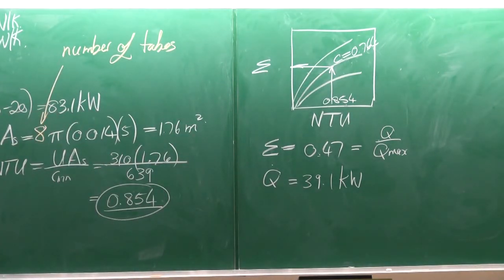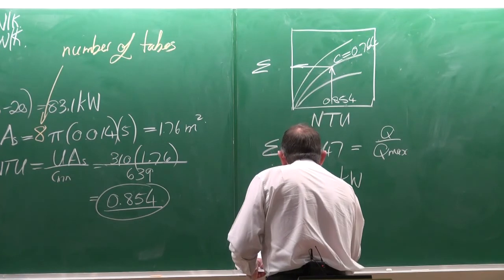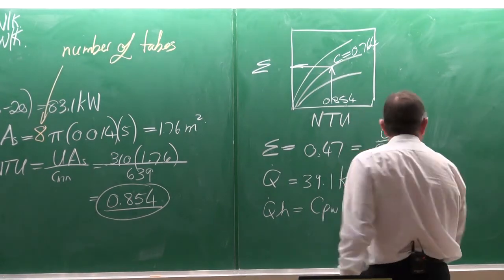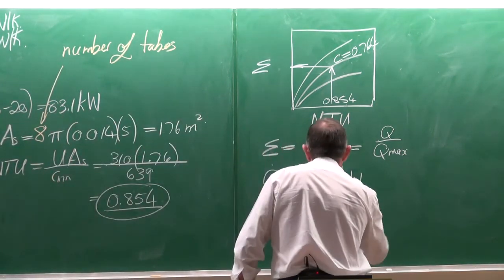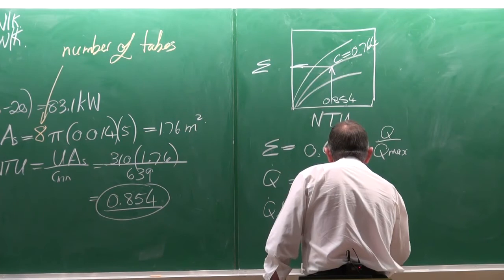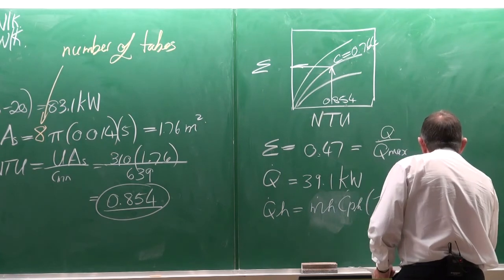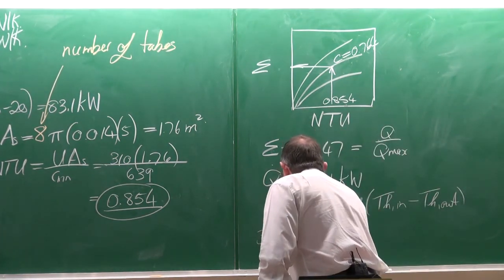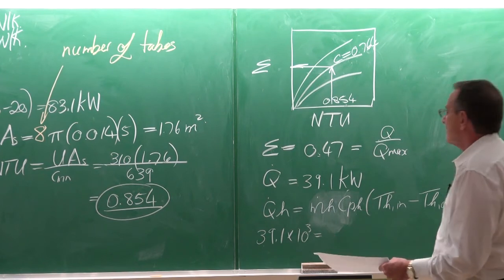Now we need to get the outlet temperatures, and that is very simple because we can say that the heat transfer rate on the hot side is equal to Cp on the hot side multiplied by the mass flow rate, of course. The mass flow rate on the hot side, the Cp on the hot side, inlet temperature hot, the outlet temperature hot. The heat transfer rate is 39.1 kilowatts. The mass flow rate on the hot side is 0.3.